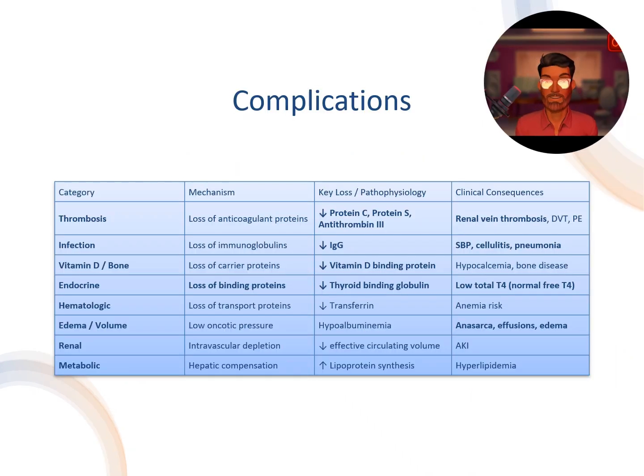Some of the complications, especially the board relevant ones and the important ones that you'll see, I bolded. But thrombosis, with the protein C, protein S loss in the urine, as well as antithrombin 3, leading to renal vein thrombosis. Infection due to immunoglobulin loss, such as spontaneous bacterial peritonitis with strep pneumo, as well as cellulitis, vitamin D binding protein, decreased thyroid binding globulin protein, and the edema can lead to significant fluid overload.